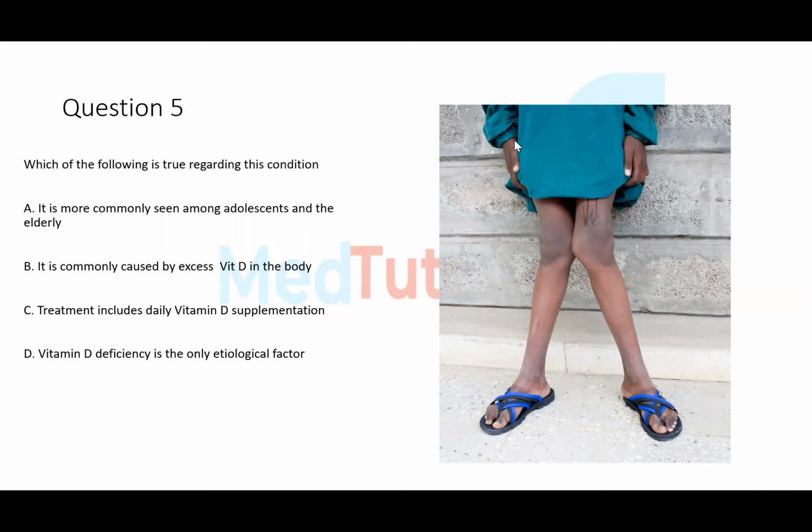This is genu valgum. The way of understanding this is that when you have the knees coming together, you kind of say that the knees are gumming together. So that's genu valgum. While when you have the bow leg, it is the opposite, varus, genu varum. So it is commonly seen among adolescents and elderly. This is not true.